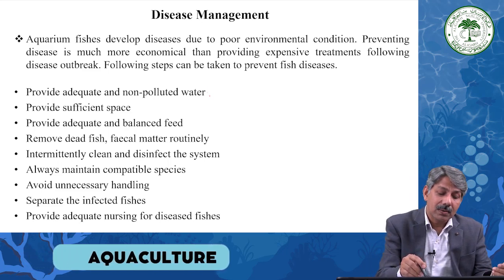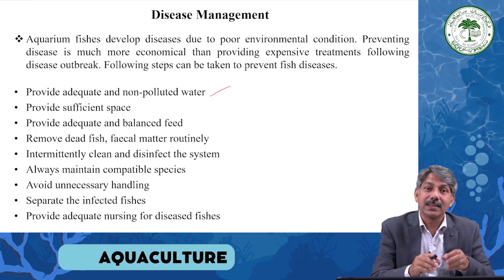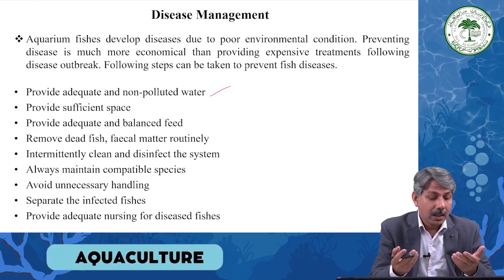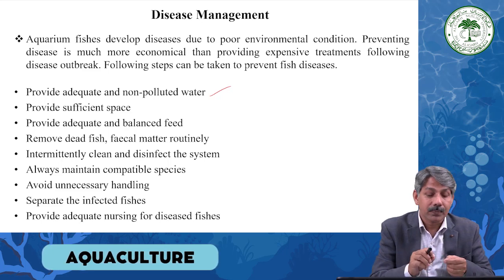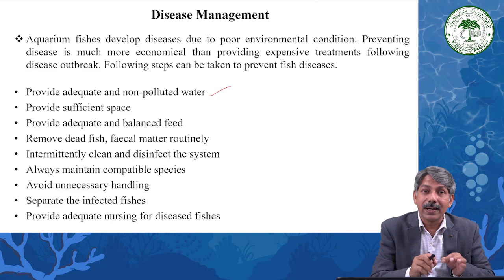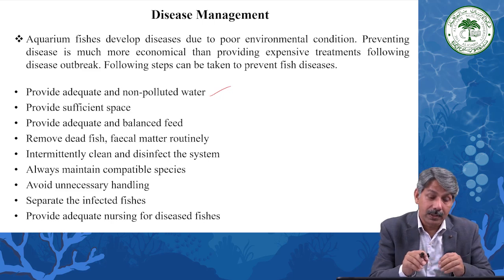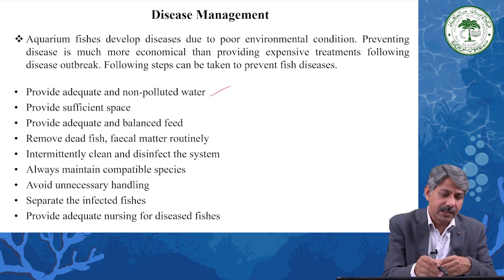Provide adequate and non-polluted water. Since water is the environment where they are living, that is everything to them. So, you will have to take care of the quality of the water that you are providing, whether the water quality is matching the desired requirement of the fishes you are culturing in that water. So, that should be taken care of. All the parameters that we have already discussed in our previous lectures and previous slides.